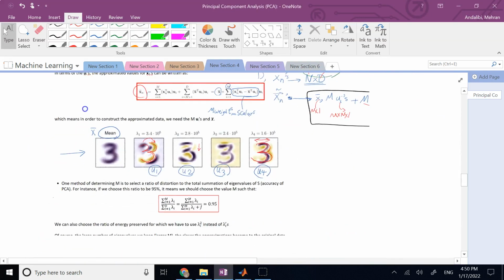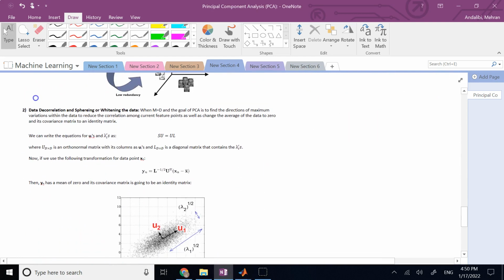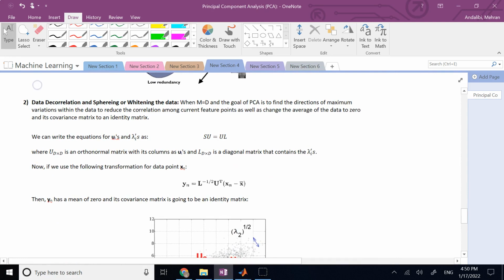And that's not the only application of principal component analysis. Sometimes you do PCA, but you don't choose M less than D, you actually choose M equal to D. Your goal is not to do any dimensionality reduction or compression. So you might say, what's the goal? The goal is to decorrelate the data.